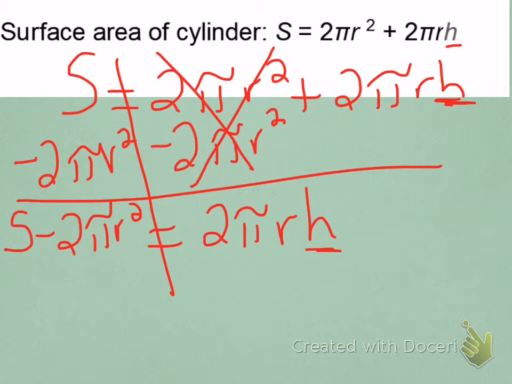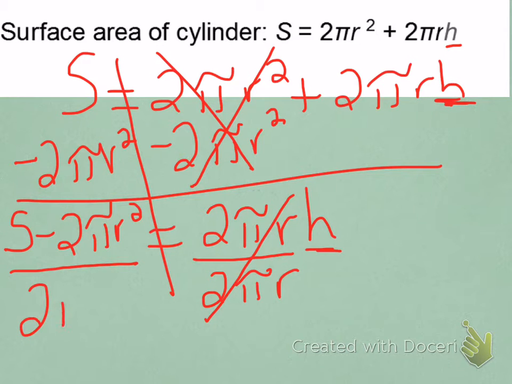Okay, so now I want to get h by itself. So I'm going to divide by 2 times pi times radius. That all equals 1. 2 divided by 2 is 1. Pi divided by pi is 1. r divided by r is 1. So what you do to one side, you do to the other. So that is your answer. S minus 2 pi r squared over 2 pi r equals h. So here is your answer here.